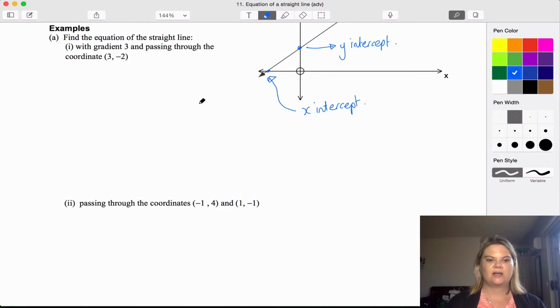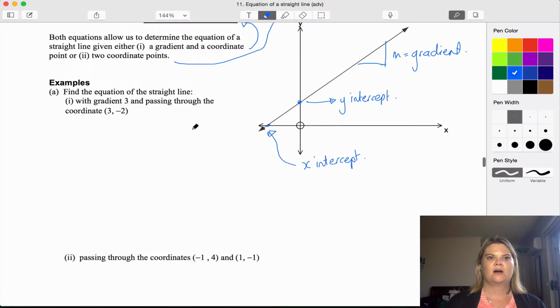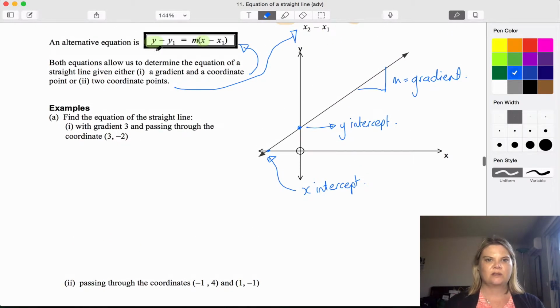Okay, hopefully you've had a go at these. Just going back to the equation, there we go. Find the equation of the straight line with gradient 3 and passing through this coordinate. So we have a gradient and a coordinate, or two coordinate points. We have here a gradient and one coordinate point. So it's number 1, and we can use this equation here. First step is to write the equation out. y minus y1 is m(x minus x1).